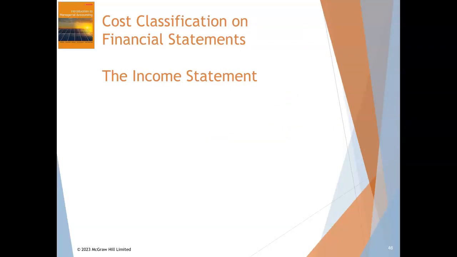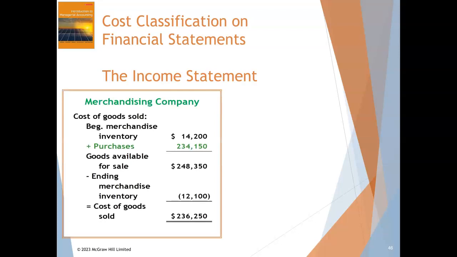Cost classification on financial statements, the income statement. Merchandising company. So this is the part of cost of goods sold if we open it up. We have beginning merchandise inventory, add your purchases, that equals goods available for sale. You subtract your ending merchandise inventory, and that equals your cost of goods sold.